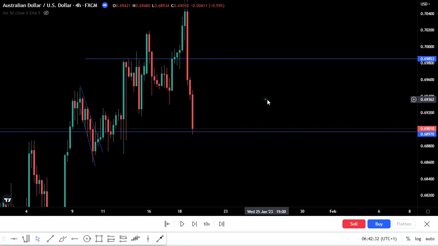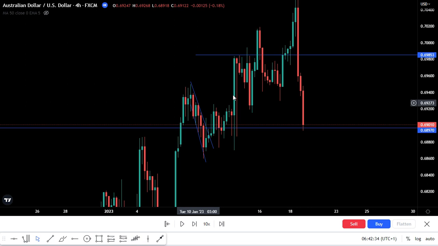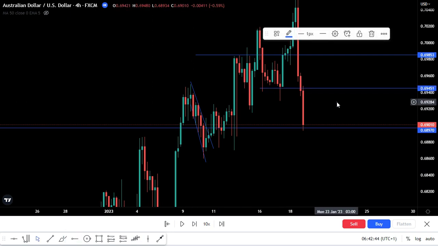So now the only place I'm seeing is right here. That's the zone I'm seeing right here. So you can actually mark out this zone also.